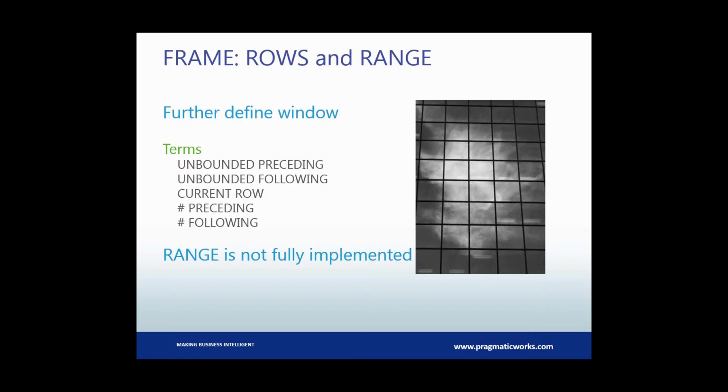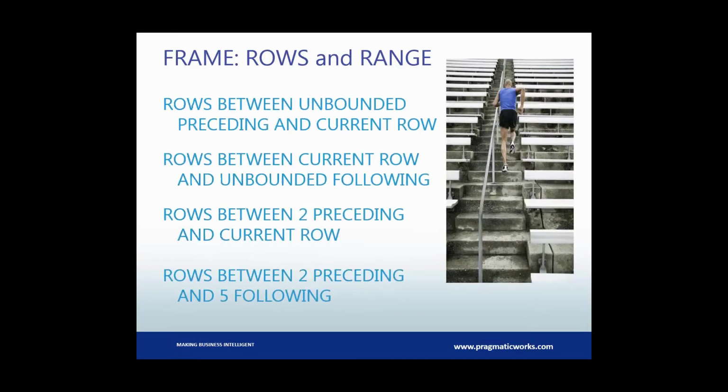We have rows and range. Rows has been fully implemented according to the standard. Range has not been fully implemented, and right now they do exactly the same thing. So the advice that I've seen is actually from Itzik Ben-Gan, and he has an entire book on window functions. He's saying just ignore range for right now until Microsoft adds that additional functionality. This is a screen where I lose people, where people get confused and go, huh, what's going on? So let's talk about it a little more.